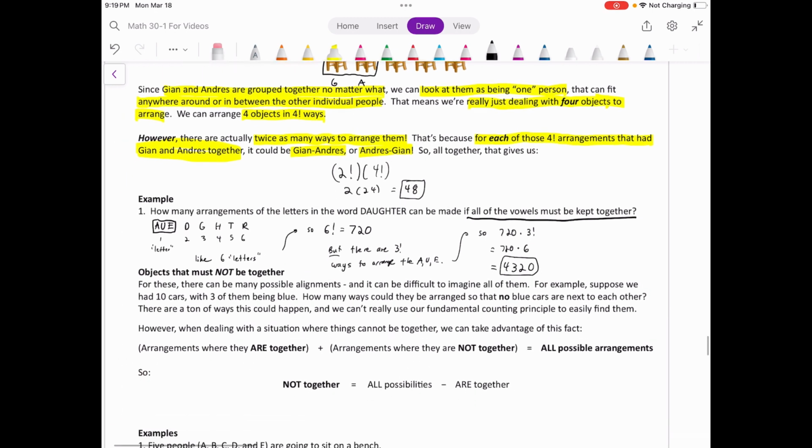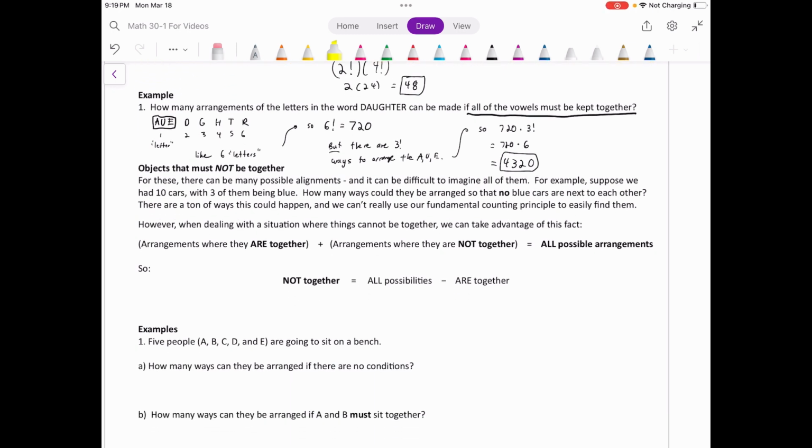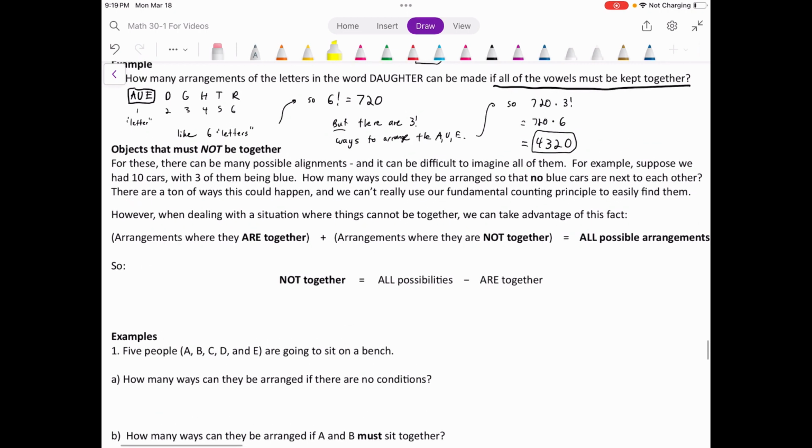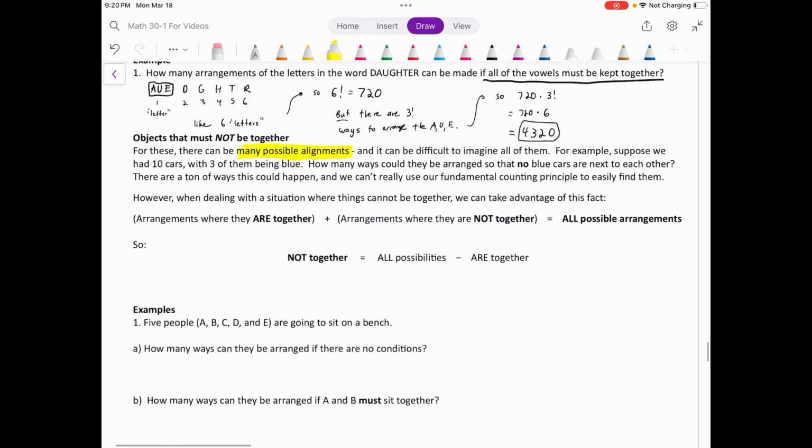All right, let's look at the reverse of this, when there are objects that must not be together. Now, these can kind of make your head spin a little bit at first, because there are many, many possible alignments when you think about it, right? If you give it enough thought, you realize, holy cow, there are a lot of ways to do this, right? It can be difficult to even imagine all of them. You can kind of lose track.